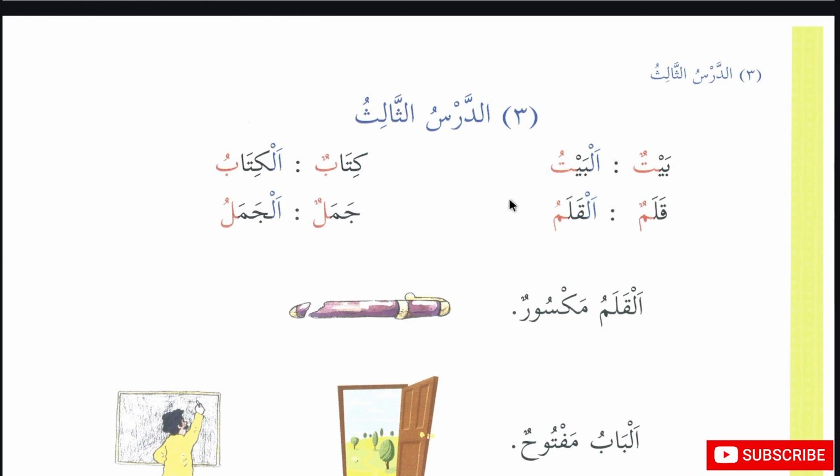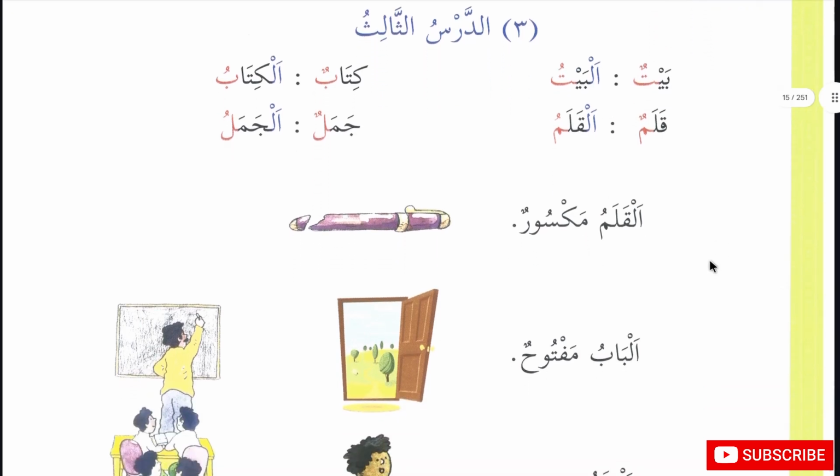And also, you'll notice that the double dhamma or the tanween is not here anymore. So you cannot have the tanween and alif lam in the same noun ever. So bayt, al-baytu, the house, qalamun, a pen, al-qalamu, the pen. Kitabun, al-kitabu, the book. Jamal, a camel, al-jamalu, the camel.